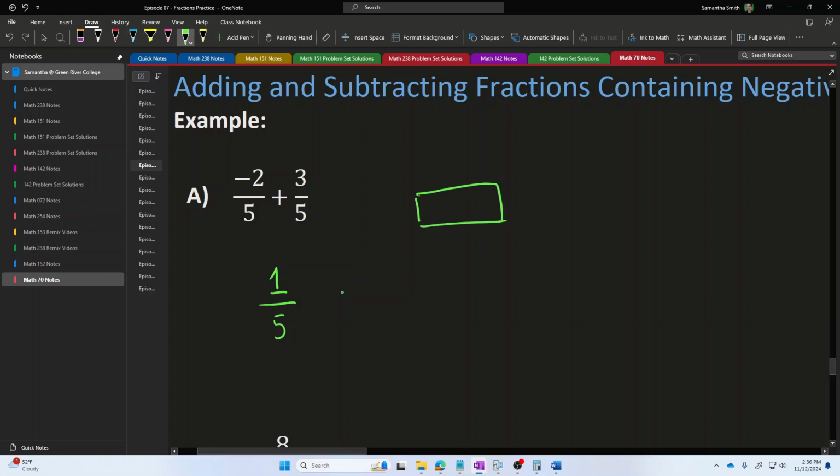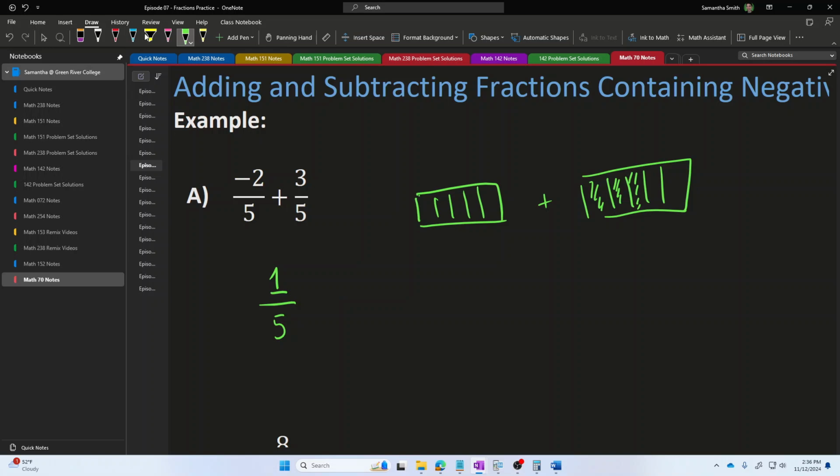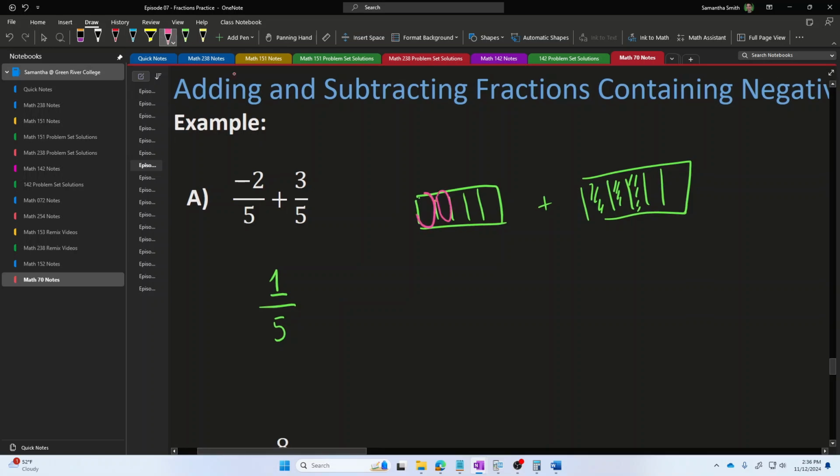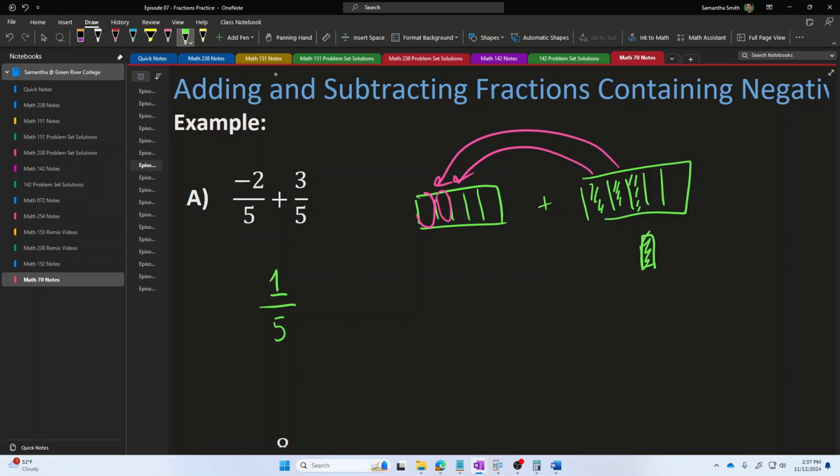Now, if I were going to represent this situation in a picture, in the back I have 3 slices of size 1/5, and in the front I owe somebody 2 slices of size 1/5. So I pay my debt with 2 of the 3 slices that I have, and what I have left is just 1 of the slices in the end. 1/5 is what is left from combining these two fractions.